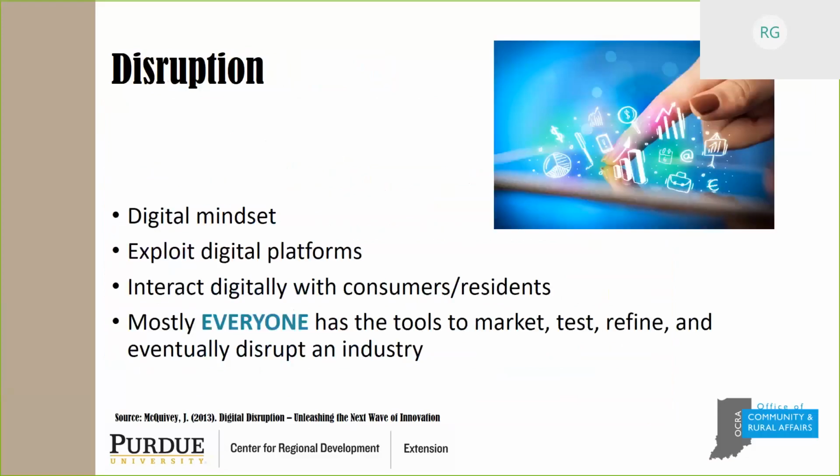The third characteristic, of course, is that it is disruptive, right? It is disrupting everything left and right. It is all about a mindset, however, of how to exploit these digital platforms for multiple purposes. In the end, you can interact digitally with consumers and residents. Mostly everyone has the tools to market, test, refine, and eventually disrupt an industry. Internet 1.0 brought us the web, and with it, it changed how we access information. Internet 2.0 brought us e-commerce and social media, and with it, it changed how we communicate and how we shop. Internet 3.0 is on a head-on collision to disrupt heavily regulated industries such as education, finance, and transportation. So keep this in mind.